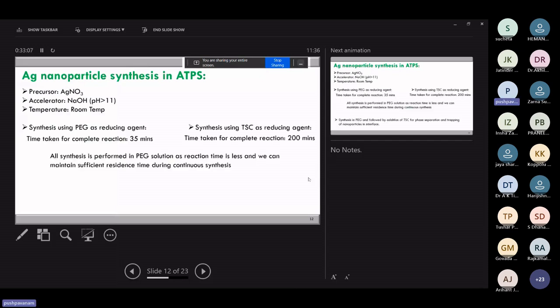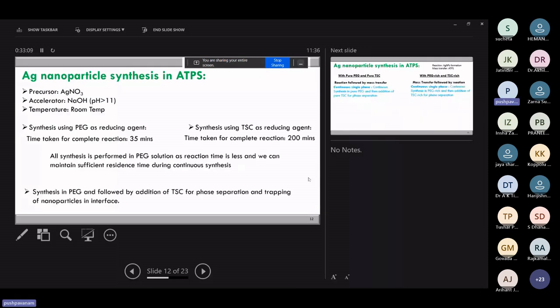Okay. So now I just want to spend a little bit of time on an application of this ATPS system. The precursor that I'm using is silver nitrate. The accelerator is sodium hydroxide, because in an alkaline condition you will get a higher rate of reaction. We are doing this at room temperature. We are using PEG as a reducing agent. We can also use trisodium citrate as a reducing agent, but PEG as a reducing agent is faster.